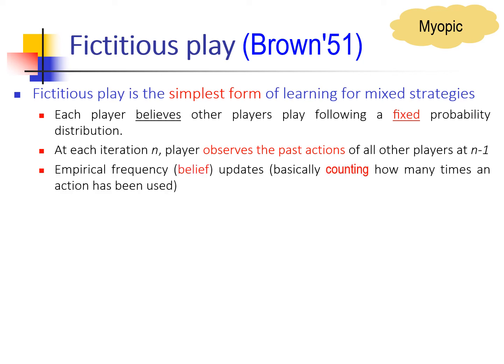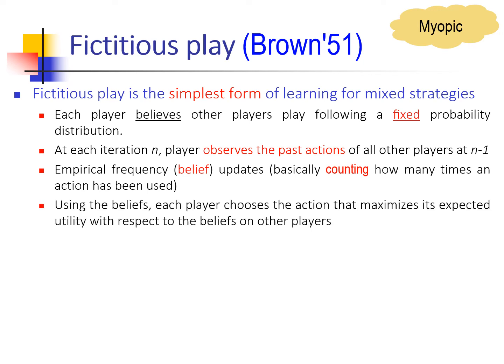Okay, so what do we mean by this belief? Simply, this belief corresponds to the empirical frequency of play, essentially a counting measure of how many times a given action has been used by those agents. Okay, so it's a counting measure, right? And then you calculate essentially your belief based on that, right?